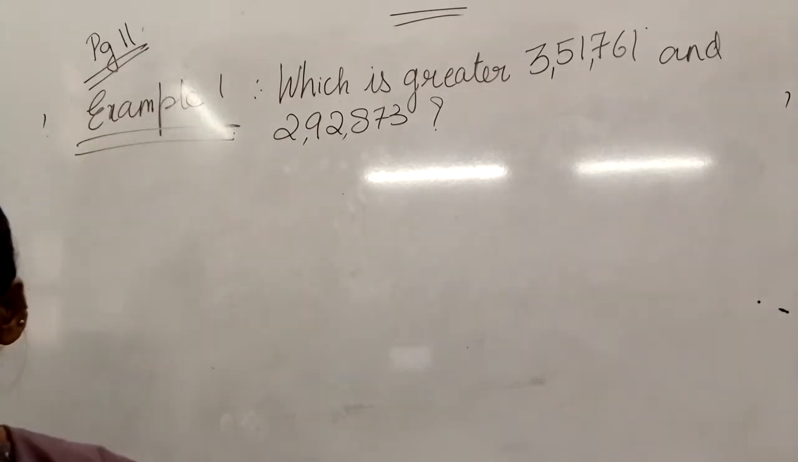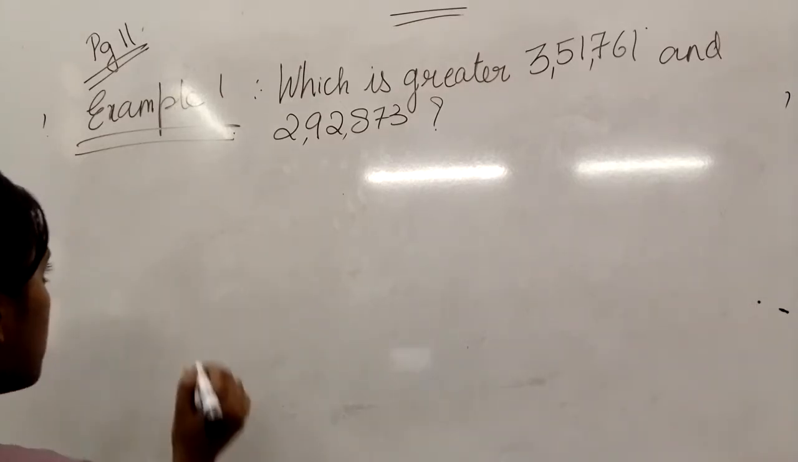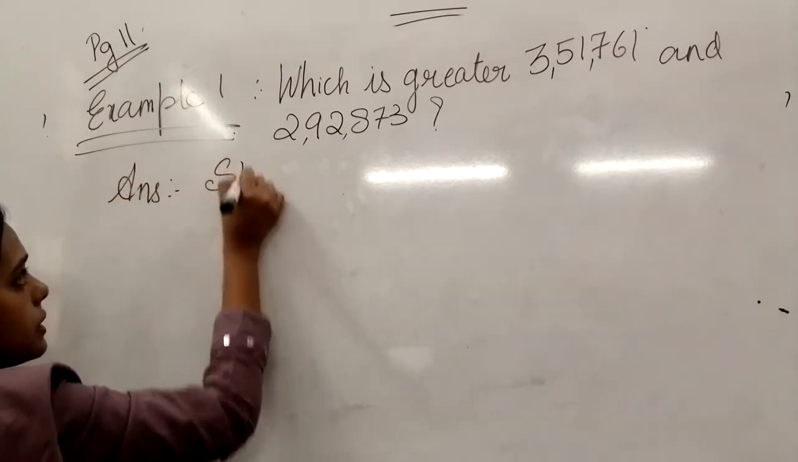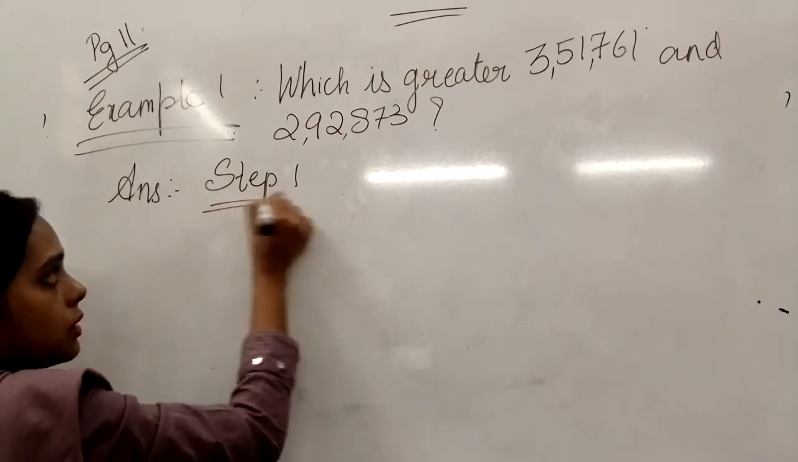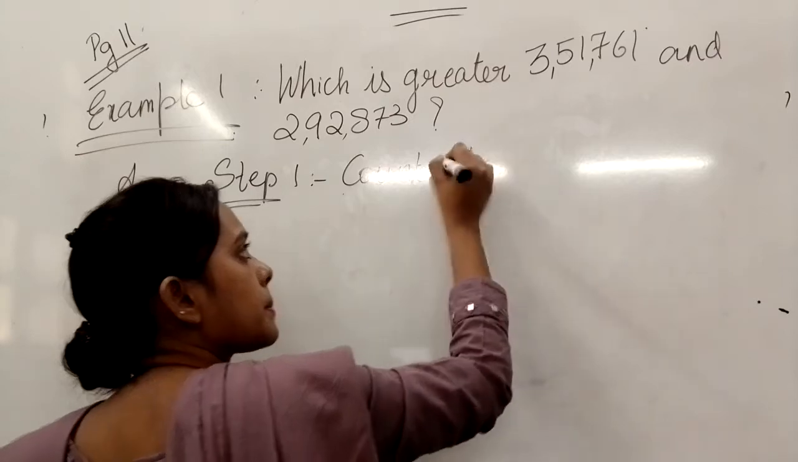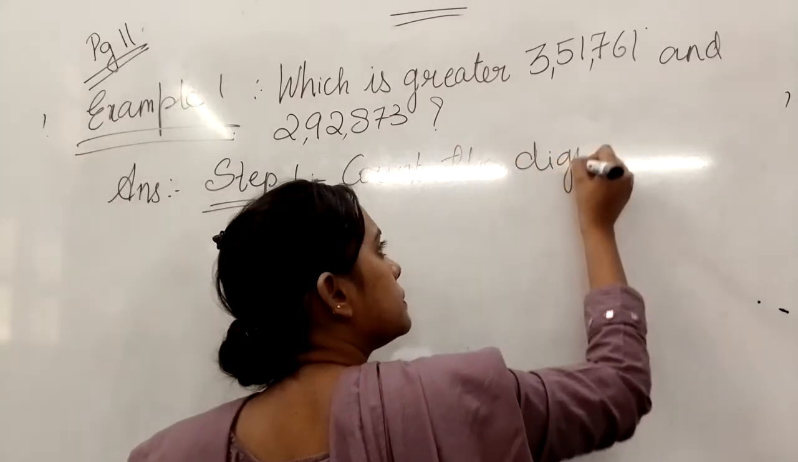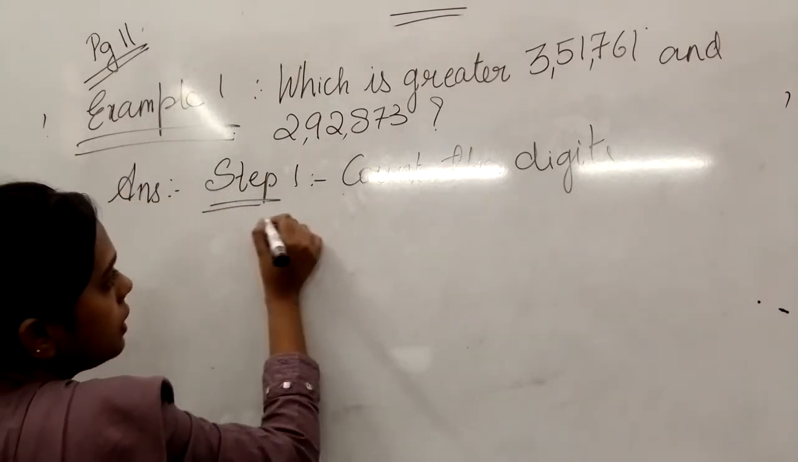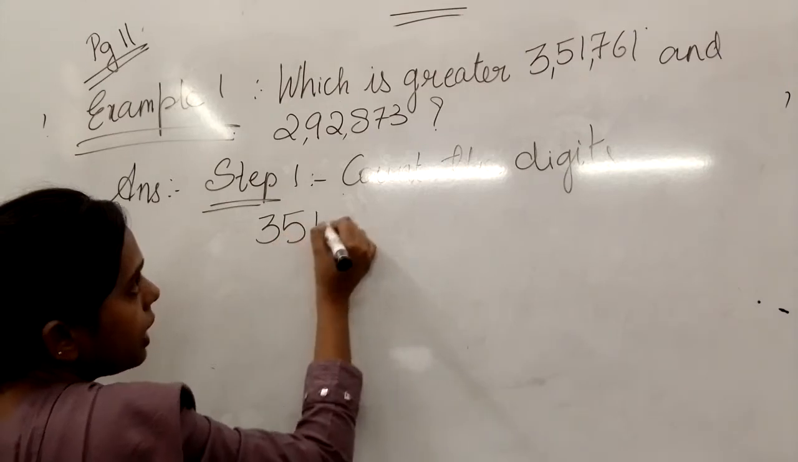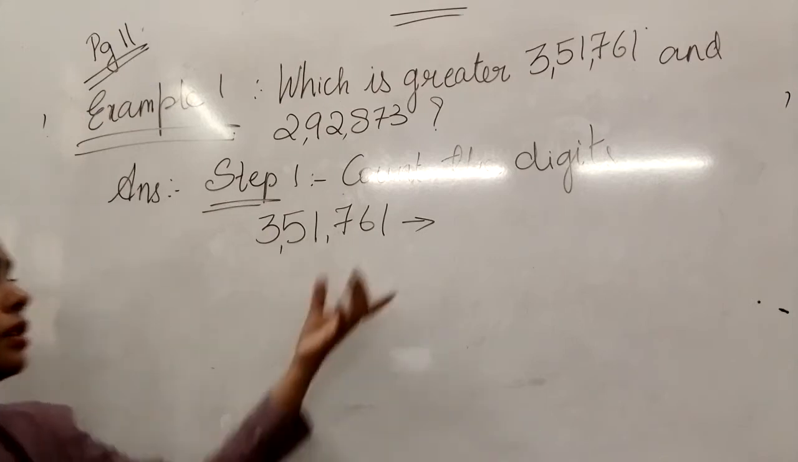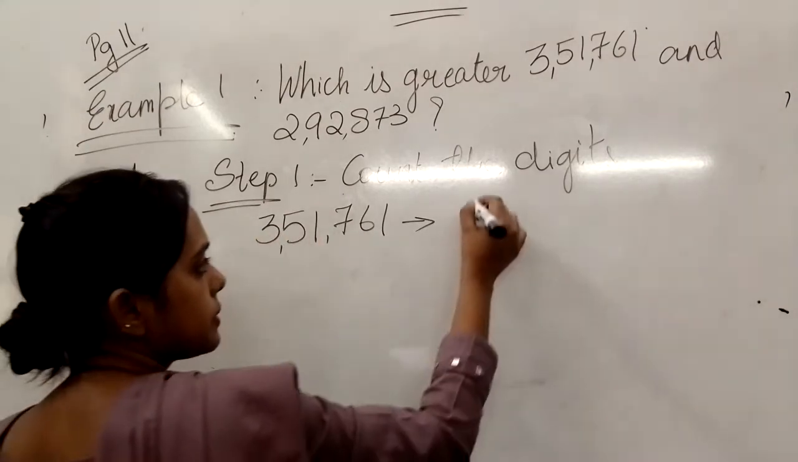So what are you going to do? You will first compare the digits. Now count the digits. Step 1, count the digits. What will you write? Answer. Step 1. What is step 1? Count the digits. Write the first one, 3, 5, 1, 7, 6, 1. How many digits does this have? You can count, it has 6 digits.